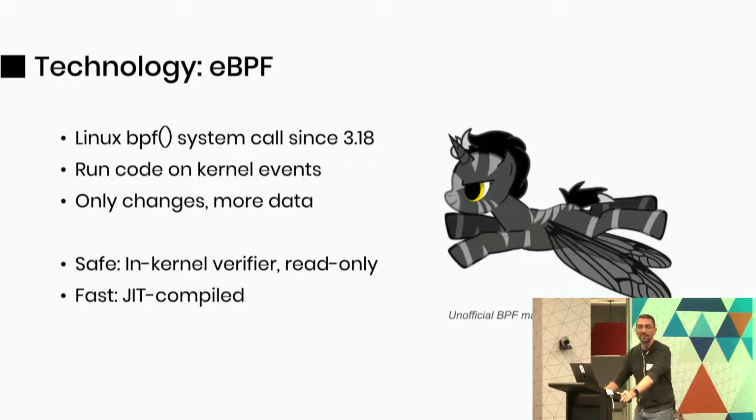There is a way to get this very efficiently. BPF has been around. It's a technology that's been around in the kernel for a few years. So the system call has been around from kernel 3.18. eBPF allows you to run snippets of your code on different events, on different functions that happen in the kernel.